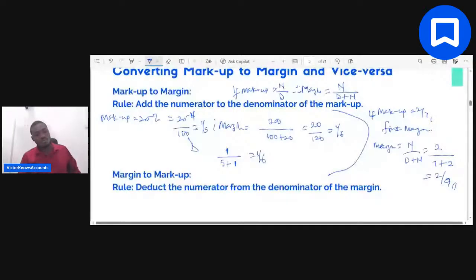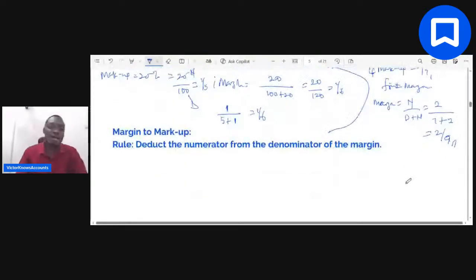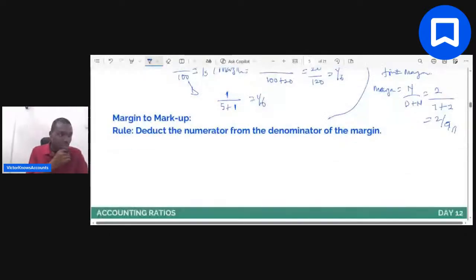So the other one, margin to markup. You can also transform margin back to markup. In case you see margin and cost, you know that margin and cost don't work together. So you have to use markup and cost. To get profit, you first convert margin to markup, then you apply the markup on the cost. So this is the rule: deduct the numerator from the denominator of the margin.